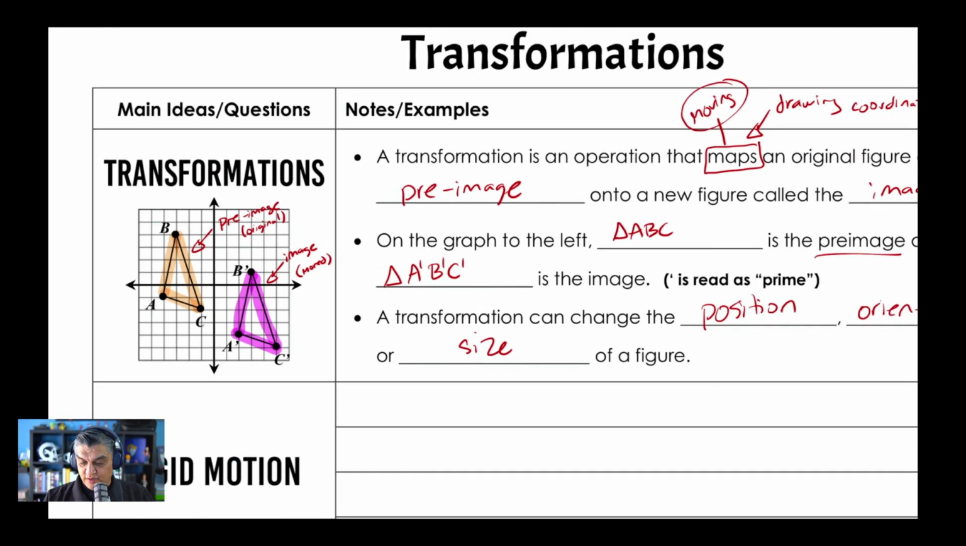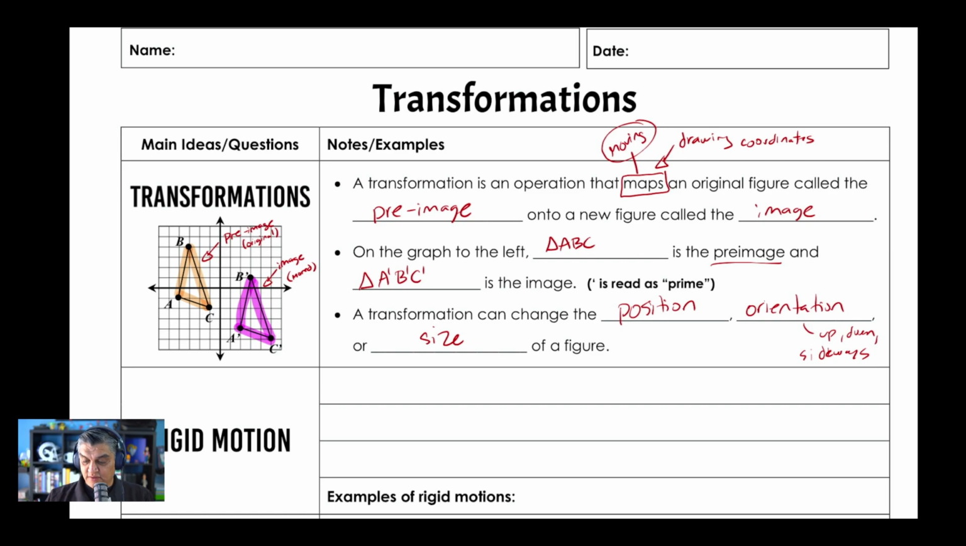Okay, so everyone good on transformations? A transformation is an operation that maps or moves an original figure to a new figure. The original is called the preimage, and the new figure is called the image. The original figure has regular letters A, B, C, D, E, F, G. The moved figure is called the image, with a little prime on it, A prime, B prime, C prime, D prime. Okay, and transformations move position, orientation, or size.